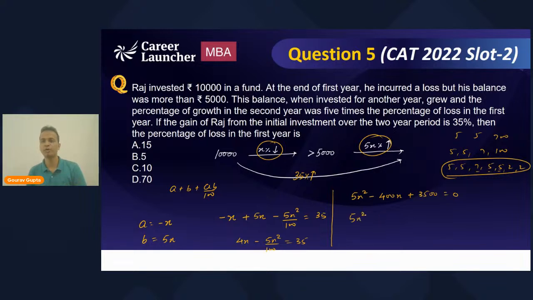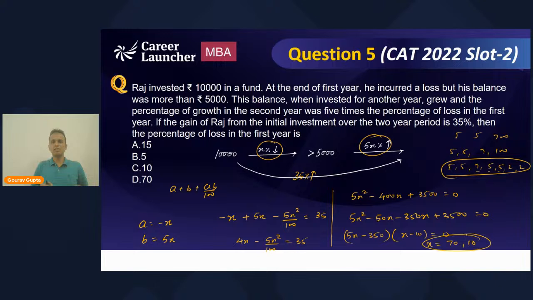So 5x square minus 50x minus 350x plus 3500 equal to 0. Now factorizing, taking 5x common, I will get 5x minus 350, and x minus 10 is equal to 0. I could have taken 5 common earlier, no problem. So from here the values of x come out to be 70 and 10. These are the two values of x that I've got, 70 and 10.